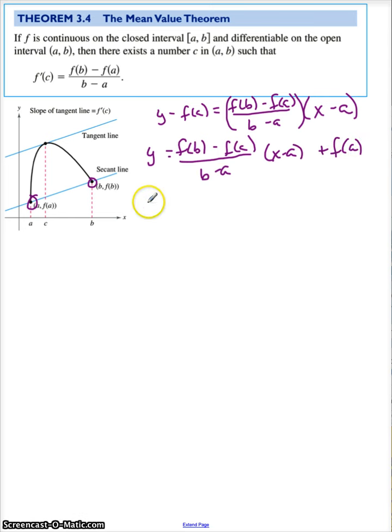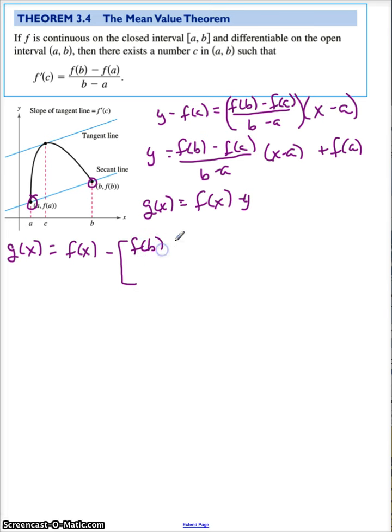Now, let's define another function, g of x. And let g be the difference between f of x and y. So it's f evaluated at x minus y. So let me write out what g of x is. G of x then is, quite nicely, f evaluated at x minus, and I'm going to put this in brackets here, f at b minus f at a divided by b minus a times x minus a, and then it's going to be minus f evaluated at a.